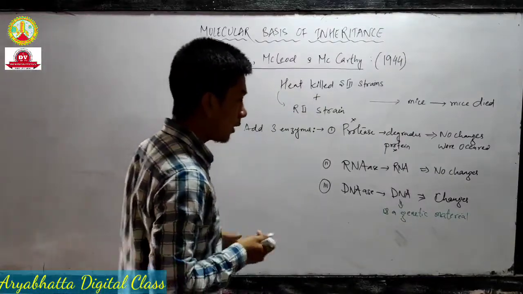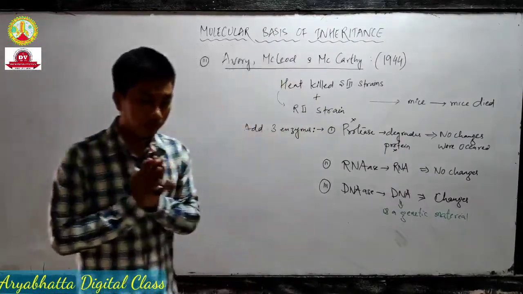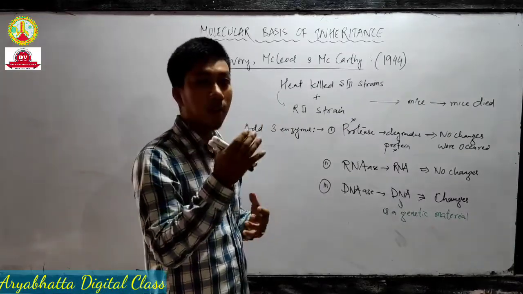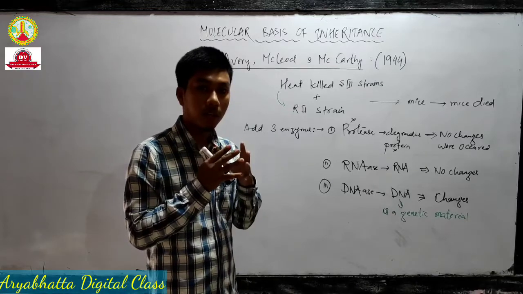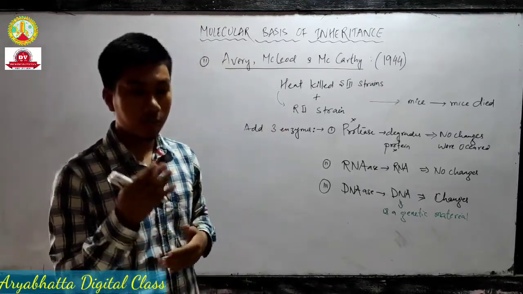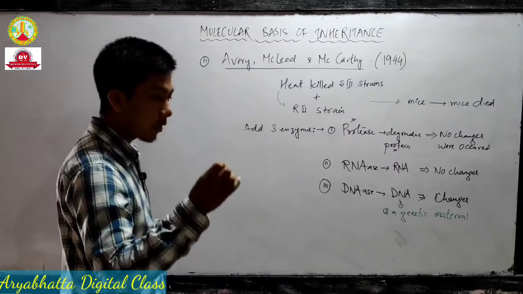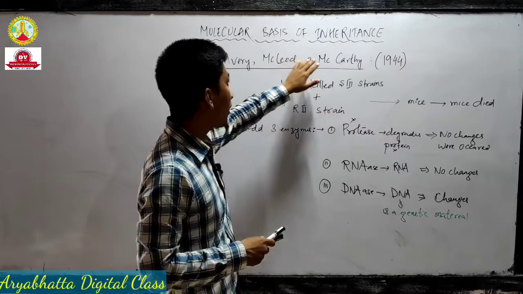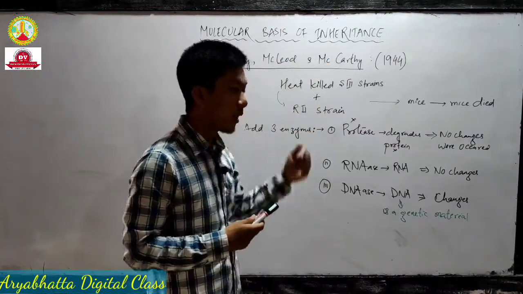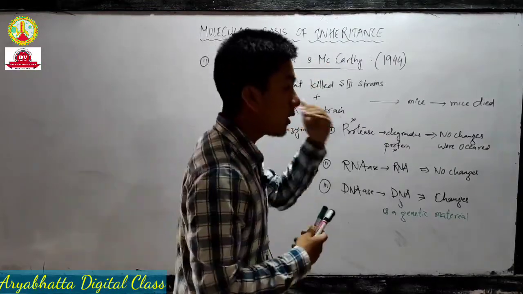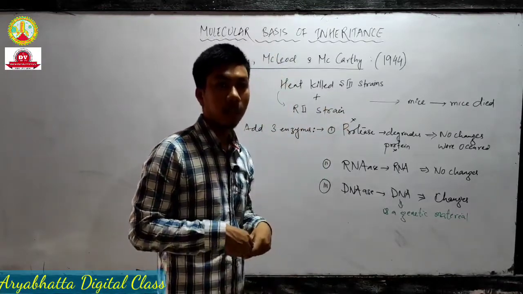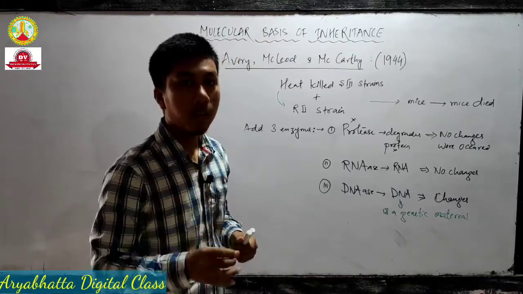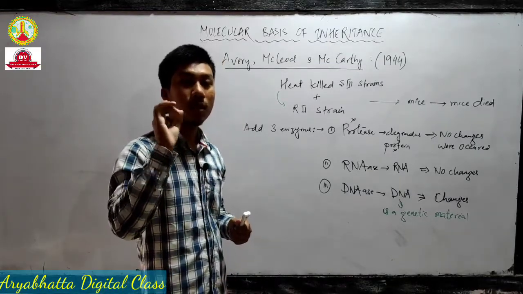In exams, sometimes questions come from this experiment. The actual idea that DNA is the genetic material was given by Avery, McLeod and McCarty. These three scientists gave the actual idea that DNA is a genetic material. But Griffith only gave us some clue that something is transferred.